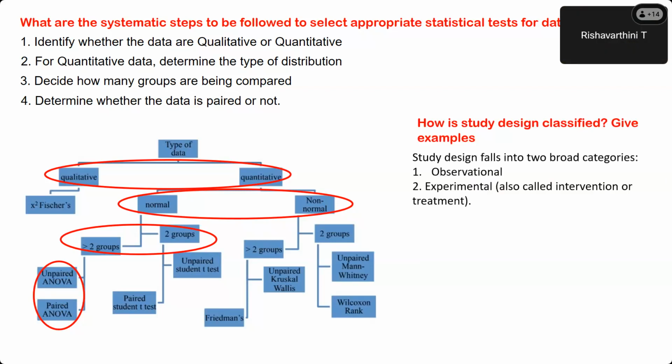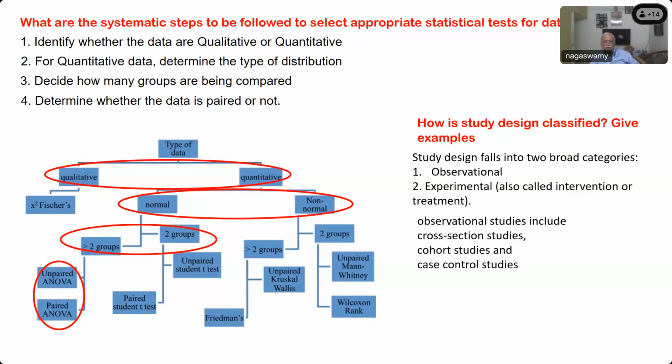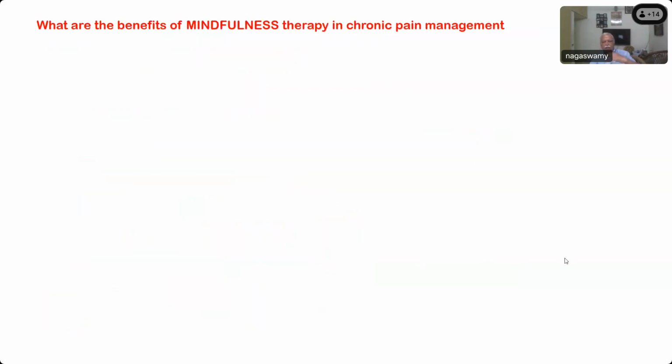Study falls into 2 broad categories. One is observational, second is experimental, also called interventional or treatment group. So observational studies are classified further into cross-sectional study, cohort studies, or case control studies. Whereas in experimental studies, you always go for an intervention. There is no subdivision in that. So remember the basic first 2 classifications, observational and experimental. Under observational, you have the cohort, case control, or the other 3 divisions.